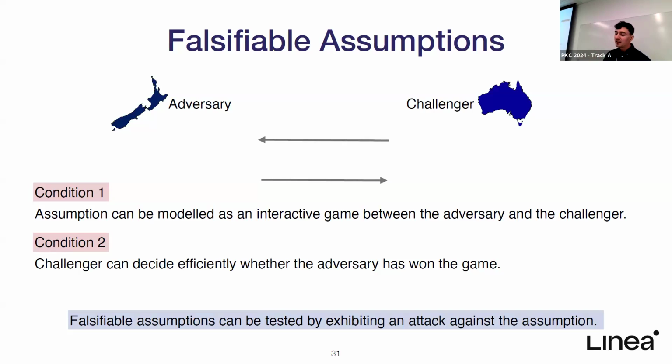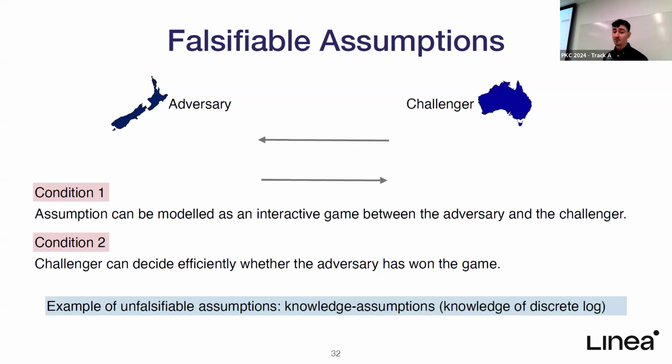Conceptually, philosophically, we are really interested in these kinds of assumptions because these are the assumptions that we can invalidate with cryptanalysis. These are the assumptions that we can exhibit attacks against, as opposed to knowledge assumptions like the knowledge of exponent assumption, where we can't really say, look, there's an attack against it.